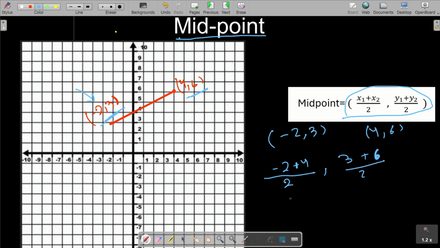The answer here is going to be +1, and the answer here is going to be 4.5. You can write it in decimals if you want, or as a fraction if you want. To support this on the graph, take a look at this point which we found, 1 and 4.5. So this point 1 here, let's go up. You will find that this point over here, 1 and 4.5, is exactly halfway between the 2 points, and this is the midpoint.